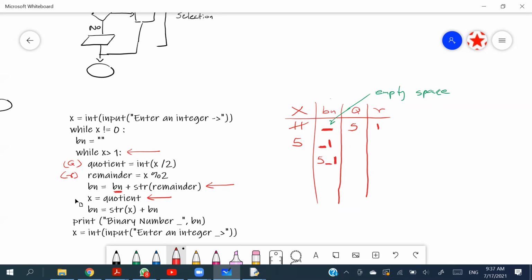So this is going to be the bn now. Then after it goes back to the while loop and checks the condition, whether x is larger than 1. Yeah, x is larger than 1, but after this while execution, here you have to indicate the bn, or you have to output the bn.